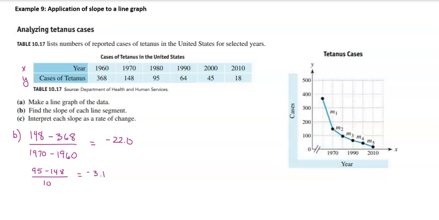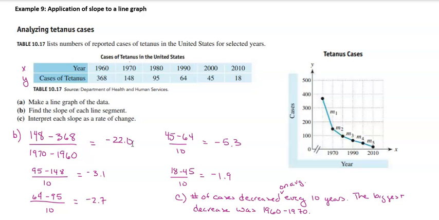All right, the next one that we're going to look at is this change right here. And we get 64 minus 95 over 10. I'm going to pause the video now after I write this one down and write the others down, and then we'll go on. Why don't you pause the video as well and try to do the next two and see if you get the same answer. And then go ahead and try to answer C and see if you can interpret each slope as a rate of change.